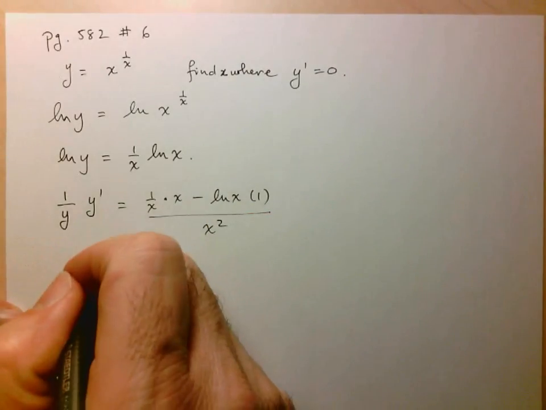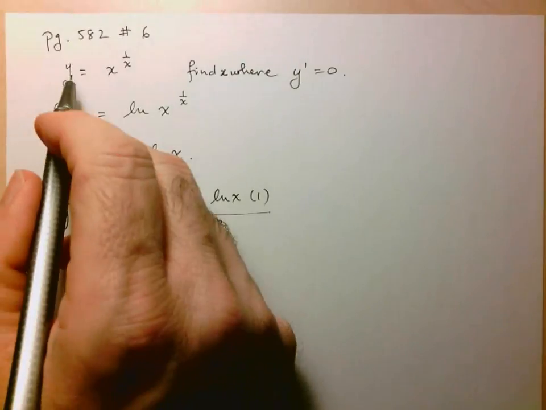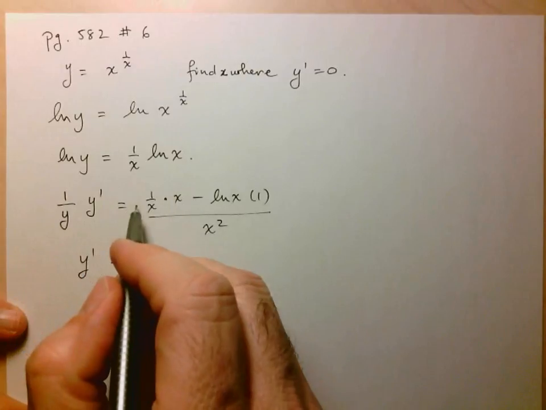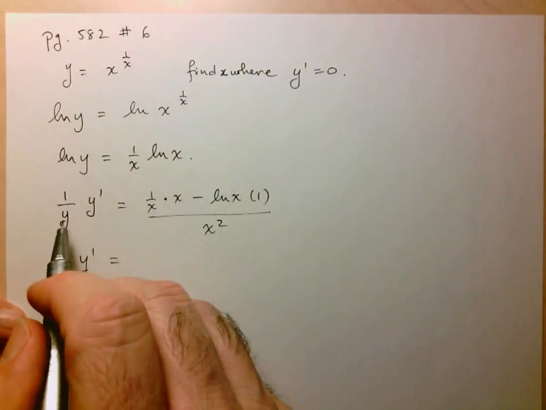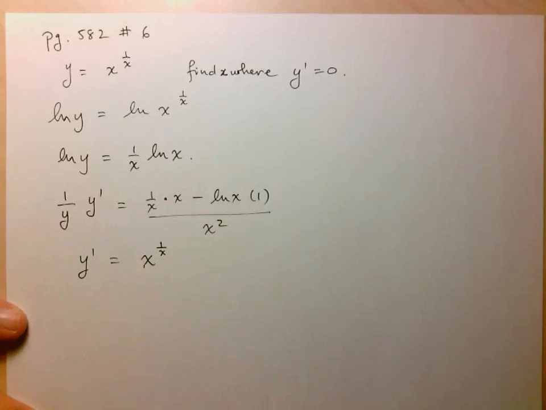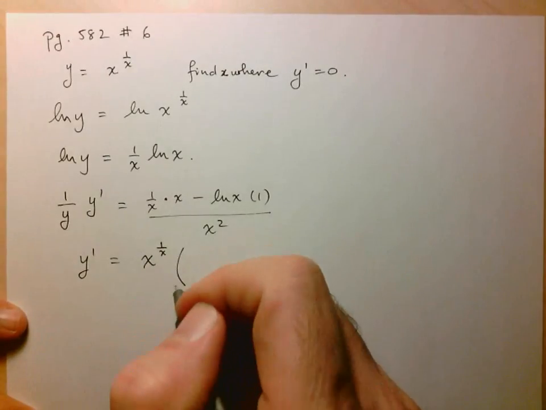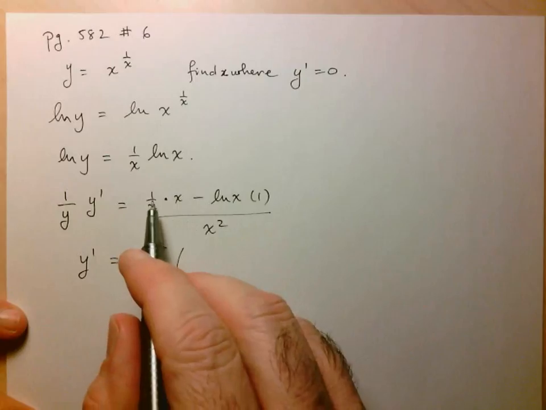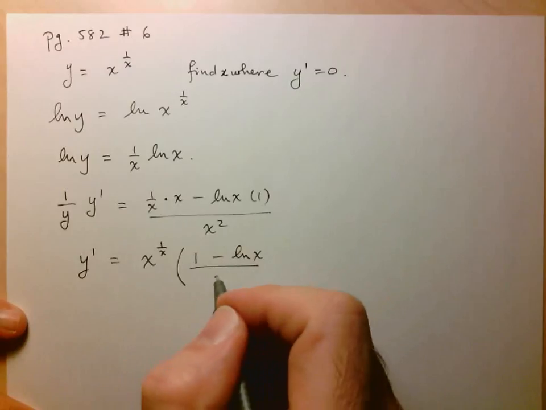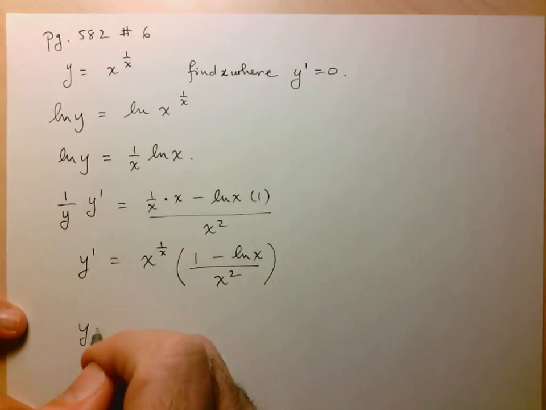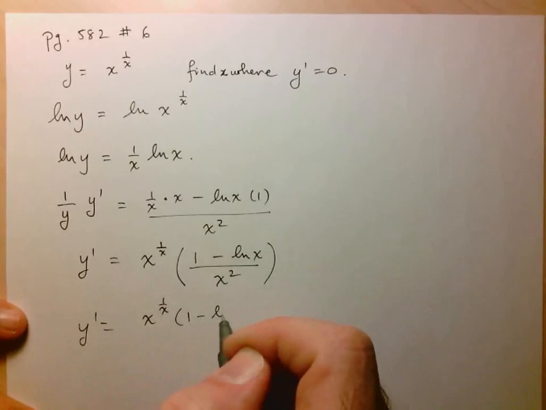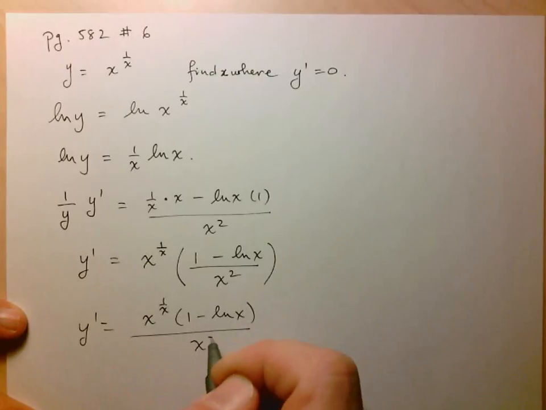Okay, so now here, y prime, which is what I'm looking for, the derivative of x to the 1 over x, is equal to, so I'm going to multiply this y to the other side, and I know that y is equal to x to the 1 over x. So I'm going to replace y now by what it's defined as, x to the 1 over x, and let's simplify this thing here. So this just becomes 1 minus ln x over x squared, and so y prime is equal to x to the 1 over x times 1 minus ln x all over x squared.